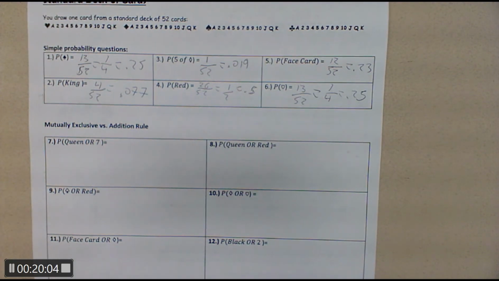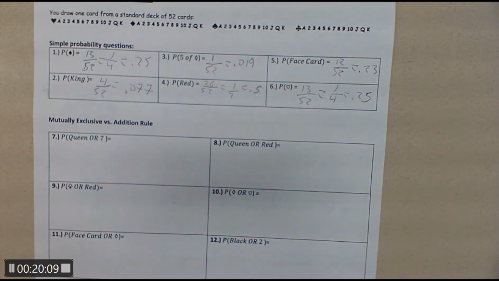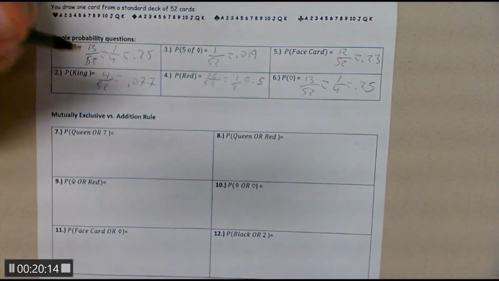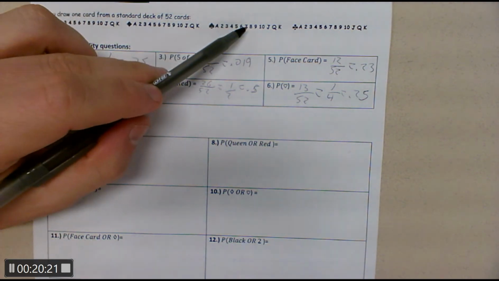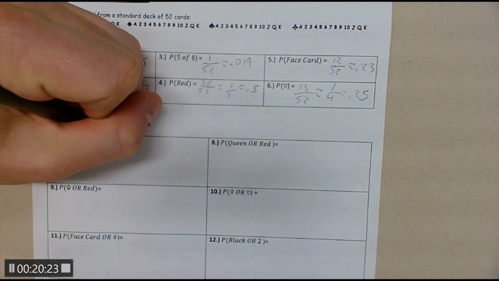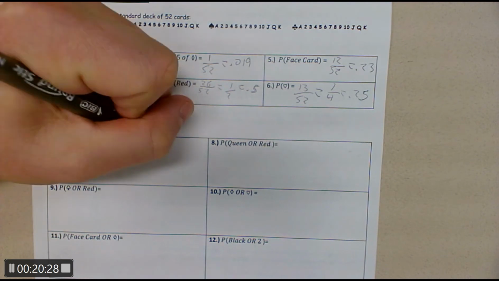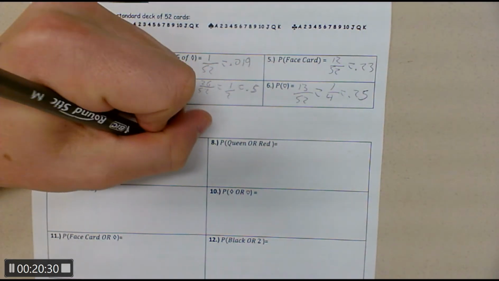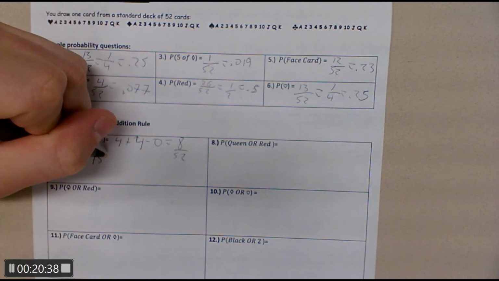So, coming and looking at these, once again we're just counting up the total number of possibilities. Okay, so the probability of being a queen, well, there's 4 queens, plus 7s. There's 1, 2, 3, 4, 7s. Okay, and there's none that are both, so we don't have to subtract any out. That gives us 8 out of 52. 8 out of 52 is 0.154.